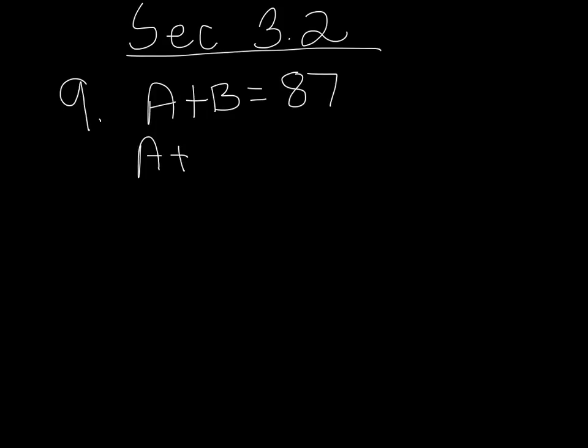Well, think about the number 2. What do you have to add to 2 to get 3? The answer is 1. So here I can represent that second integer by just saying a plus 1. So a plus (a plus 1) is equal to 87. And then it just becomes an algebra problem that we need to solve.